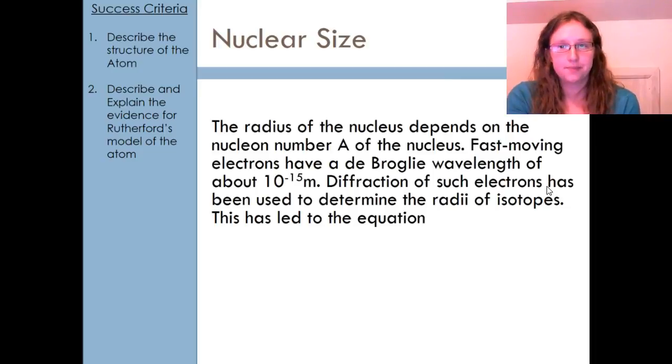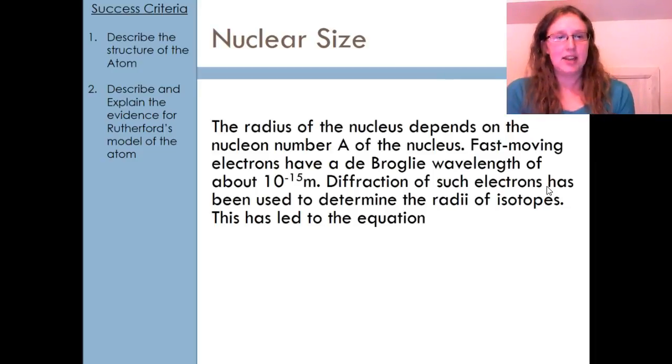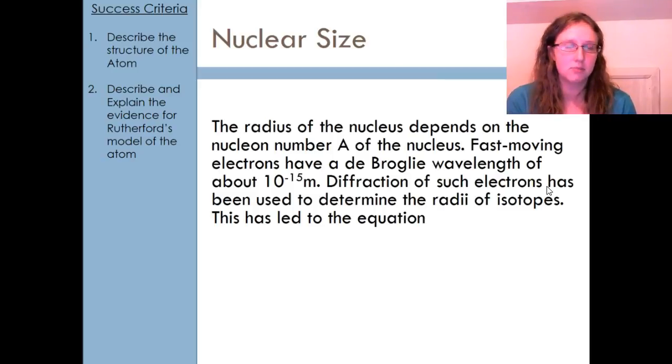Okay, so size of nuclei is something that we need to be able to calculate. And the radius of the nuclei is going to depend on the nucleon number. So more nucleons, bigger radius. If we look at fast-moving electrons, we can find that they have a wavelength that is about equal to the atomic diameter, which means that we can determine the radius of different isotopes.